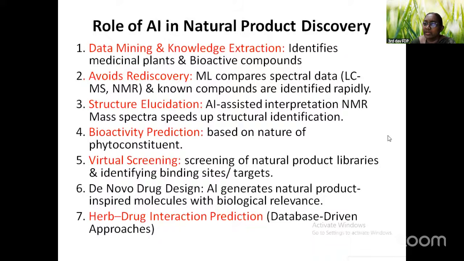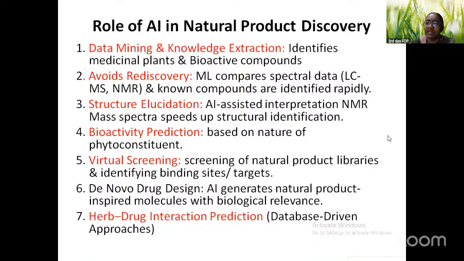This is helped by AI-assisted interpretation of NMR and mass spectral identification of the compounds that are being isolated. Fourth, bioactivity prediction, based upon the nature of the phytoconstituents, using either molecular docking or pharmacophore modeling, and we can predict which type of biological activity a compound has. Fifth, virtual screening of natural products, based upon various libraries and identifying the various binding sites of the targets. Sixth, de novo drug design.